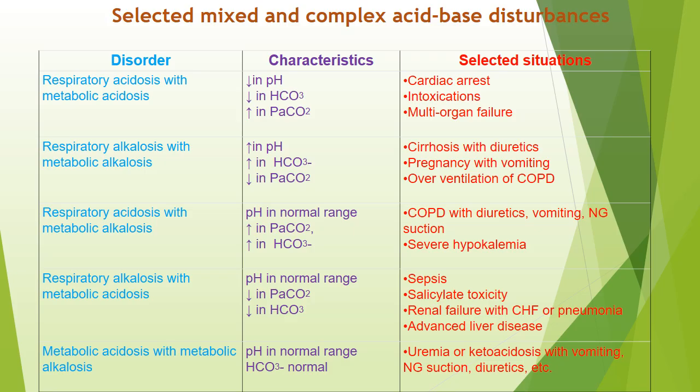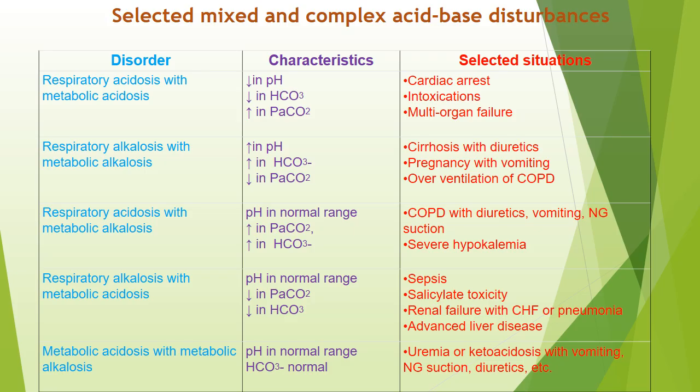The third one is respiratory acidosis with metabolic alkalosis. In that case, the pH is in normal range. Then we can see increased partial carbon dioxide and bicarbonate level. Especially this situation is seen in COPD with the diuretics, vomiting, NG tube suctioning, severe hypokalemia patients.